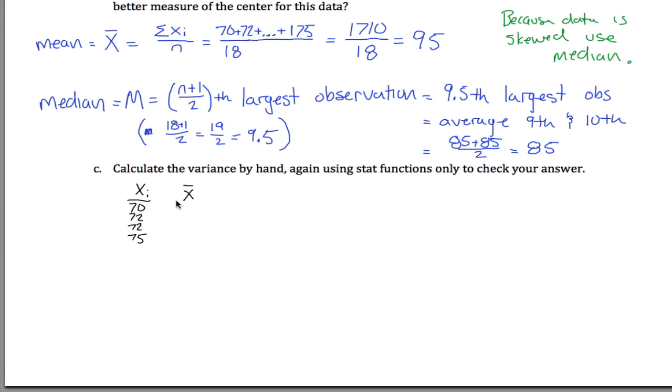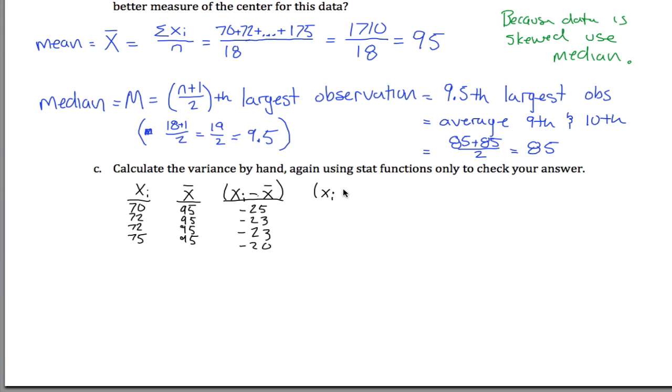And then my mean, x bar, which we figured out was 95 above. And it's going to be 95 for all of these. And then in this next column, what we do is take the first column and subtract the second column. So what's the difference between 70 and 95? In this case, it would be negative 25. 72 minus 95 would be negative 23. Negative 23, negative 20, and so on. We'll fill all these in.